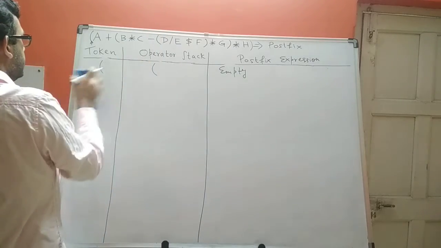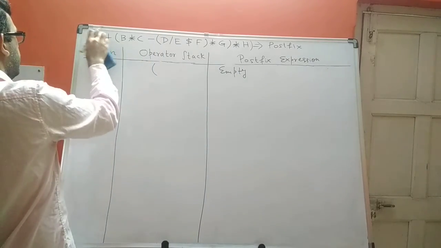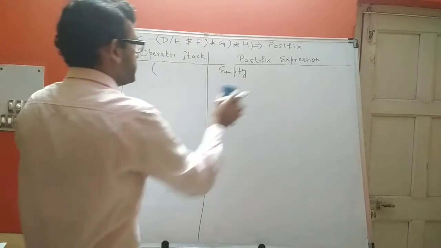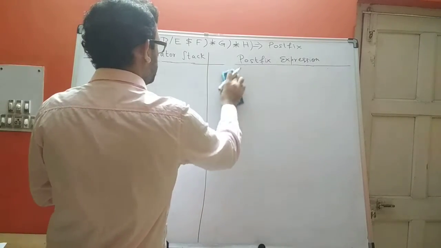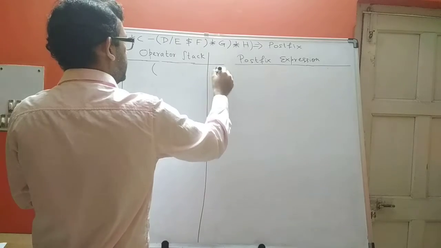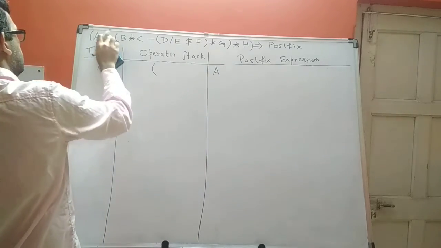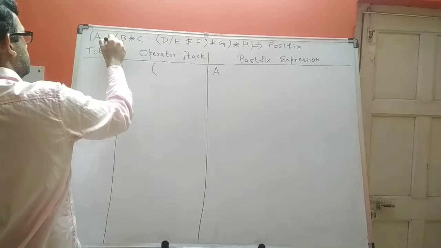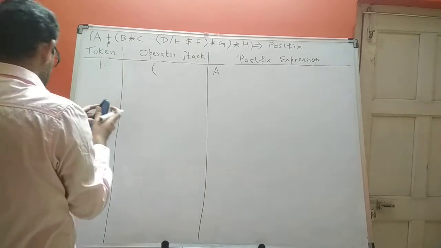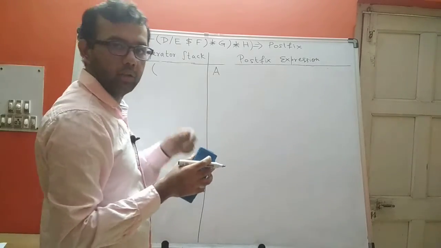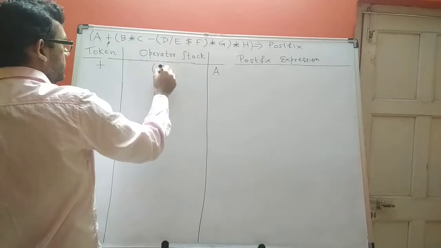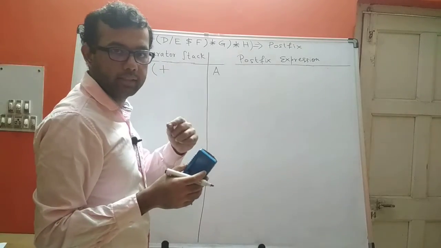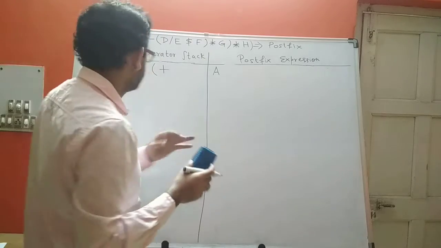My next token is A. Now A is an operand, so I will add it to the output. My next token is plus. Now plus has greater precedence than opening parentheses, so I will push it onto the stack because opening parentheses is my top of stack. Whenever opening parentheses is my top of stack, it has the lowest precedence.